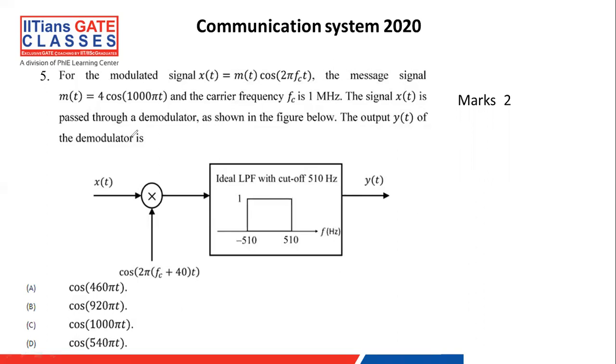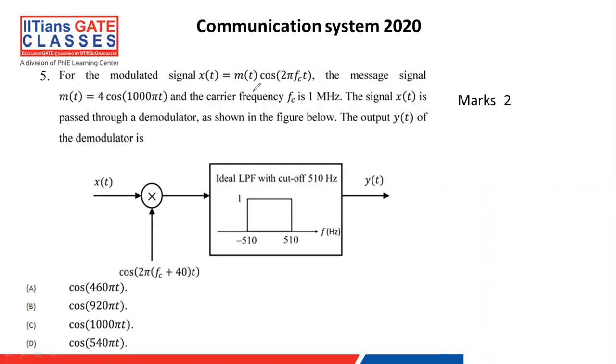So we have a modulated signal x(t) equal to m(t) cos 2πfct. The message signal is 4 cos 1000πt, and the carrier frequency fc is 1 megahertz. The signal x(t) is passed through a demodulator as shown in the figure, and here this is the multiplication frequency, so it's cos 2π(fc plus 40)t. Okay, now let's solve it. First, we need to solve this in the frequency domain, not in the time domain.